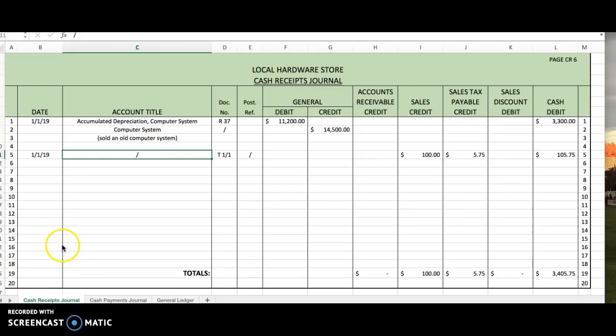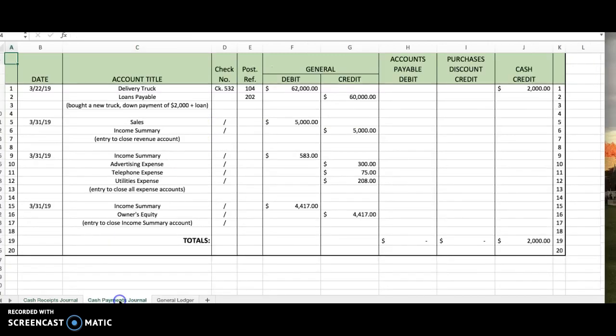So that's how this works. Just remember that when you sell an old asset, use the cash receipts journal because you're getting some cash for it, but you will have to use 2 lines. And remember, with any transaction, no matter how many lines you use, the total debits in that transaction have to equal the total credits. Now, let's take a look at another kind of transaction.